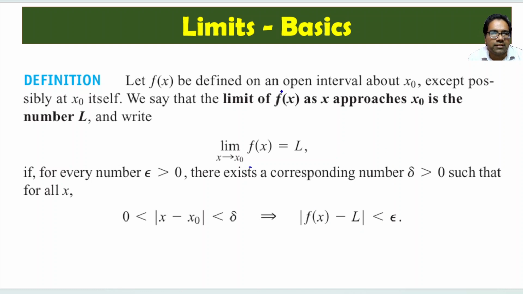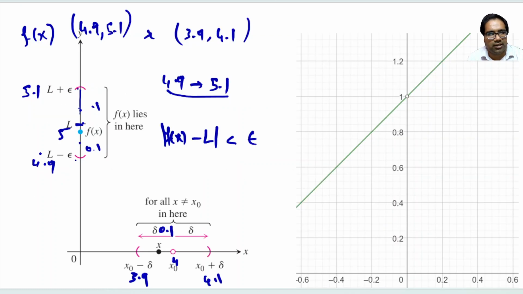Here f of x is defined on an open interval about x naught except possibly at x naught itself. So f of x need not be defined at x naught. That's why we are not concerned about x naught, and we are not making any statement about f of x naught. Except at x naught, f of x minus L should lie less than epsilon.